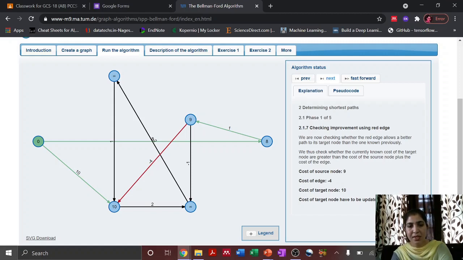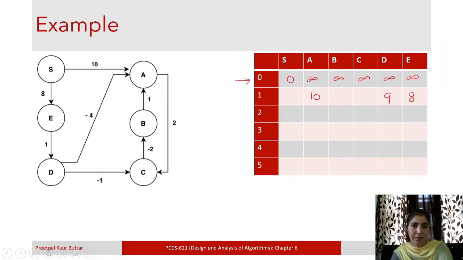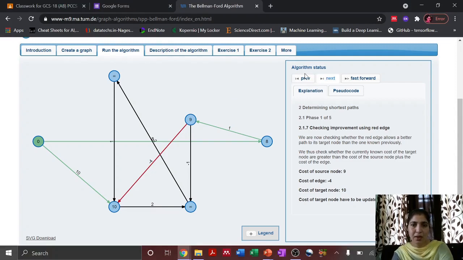The cost of this edge is minus 4, so it will be 5, and the cost of the target node is 10. Okay, so 5 is better than 10, so it will be updated. From D to A, right? So this is from D to A. A's previous cost is 10. Now it will be 9 minus 4, which is 5, right? Okay, so let's move ahead.